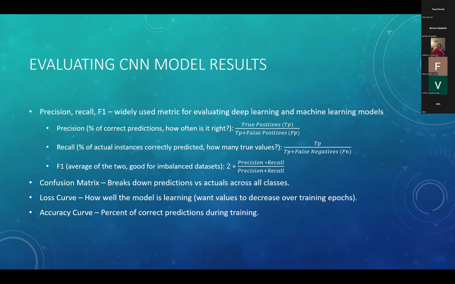For evaluating the model, we're going to be using precision, recall, and F1. These are very popular metrics for evaluating deep learning and machine learning models, along with a confusion matrix to look at the predictions versus the actuals across all classes, and then our loss curve and our accuracy curve to help understand how well the CNN models did during the training process.